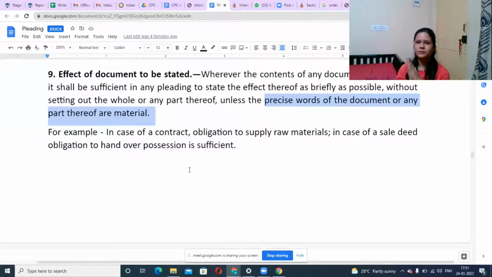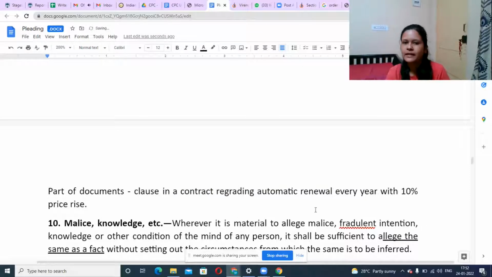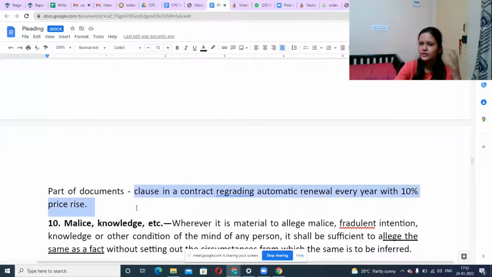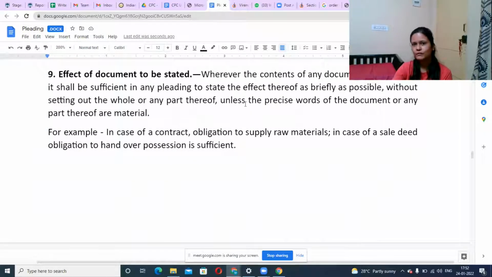Sometimes it may happen that there is a contract between two parties and some precise words in that contract are very important for them to prove their point. In such cases, we may mention, like there may be a contract between two parties wherein one clause is regarding automatic renewal of the contract every single year with 10% price rise. If there is such a clause, based on that clause, if something is being demanded, then the party may say that yes, there was this certain clause and it talks about automatic renewal. Plus it talks about 10% price rise also. That's how it is very important for us. Like that, if something is very much material, only in such a case we need to provide. Otherwise, we don't need to provide all the documents, materials, whatever we have along with the pleading.